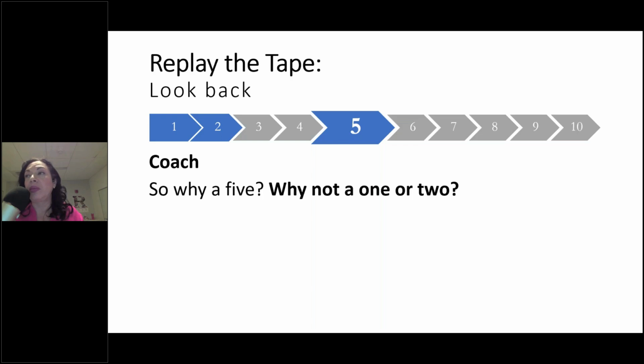Now, let's dive a little deeper. After Jade gives her initial rating, it's important to look back down the scale to understand why she's motivated to make the change at all. The coach asks another key question. This isn't just about the number on the scale, but about what's behind it. This question helps Jade reflect on what's driving her to make the change, even if it feels a bit overwhelming.